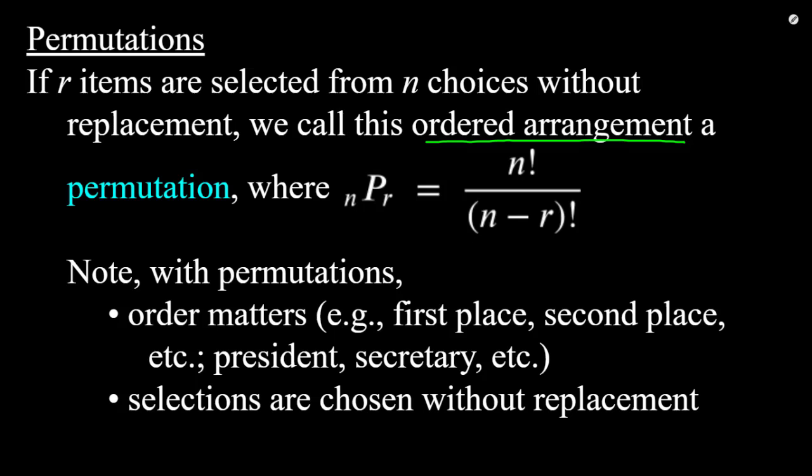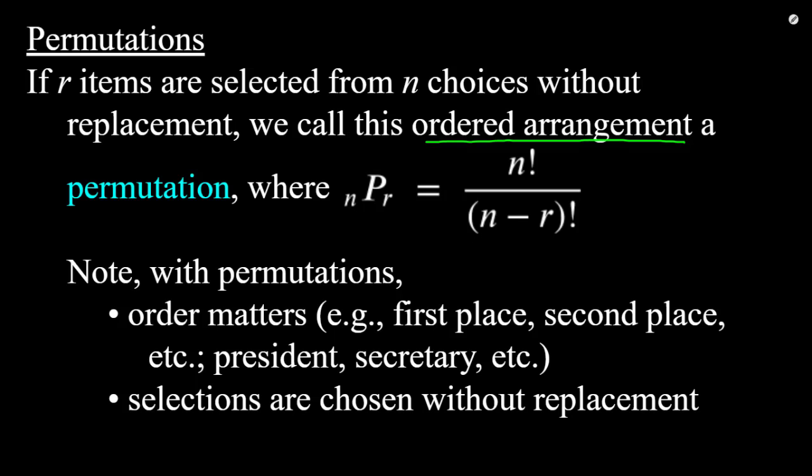Note with permutations, the order matters. That is very important. So for example, it might be first place, second place, third place. It might be differentiating the order by ranking, like president, secretary, treasurer. The order of the selection makes a difference. Secondly, the selections are chosen without replacement. Those are the 2 things that are necessary for a permutation. So you cannot use the same value over again.